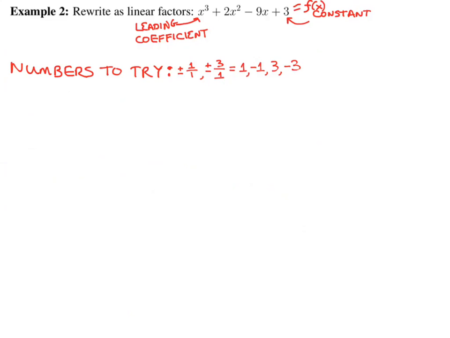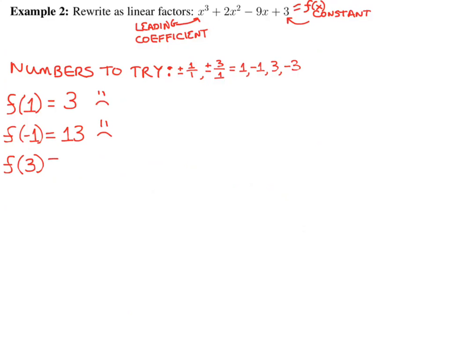Again, I'm going to call this f of x just so I can show a list. F of 1 is 3, sad face. F of -1 is, oh gosh, what is it? 13, sad face. F of 3 is 21, sad face. And f of -3 is also 21. Again, a sad face. So this didn't work. We didn't get any zeros. So it doesn't work. No linear factors.